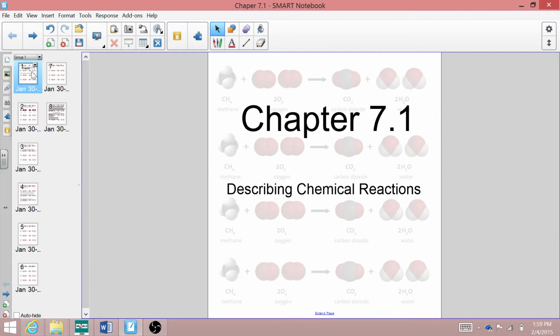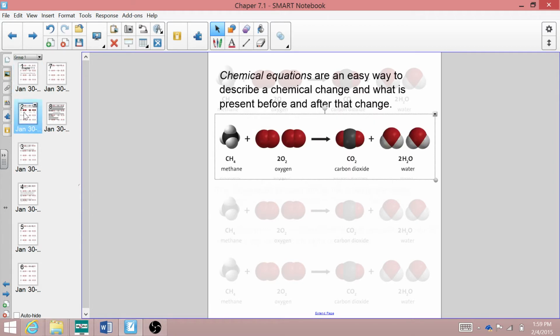So, whenever we see evidence of a chemical change, that means a chemical reaction is going on. And we can describe that chemical reaction using a chemical equation. So chemical equations are an easy way to describe a chemical change and what is present before the change and after it. So this is a visual example of a chemical equation. We have a CH4 molecule and two oxygen molecules, and when those come together, they undergo a chemical reaction and they end up changing from CH4 and O2 into CO2 and H2O.